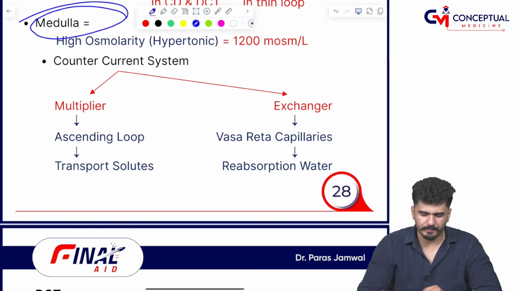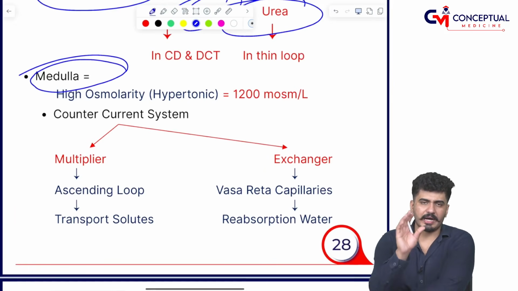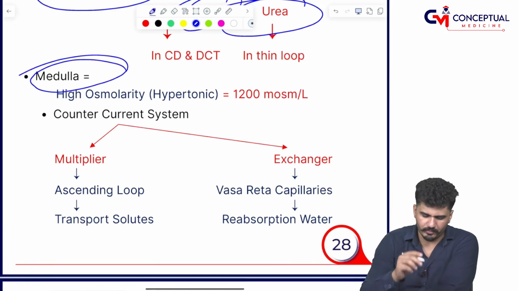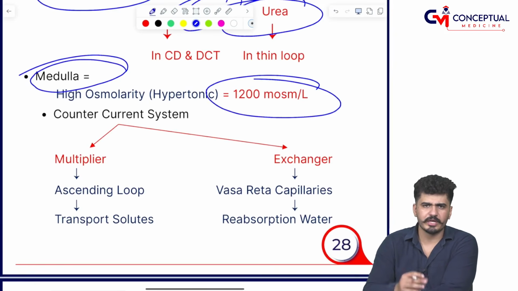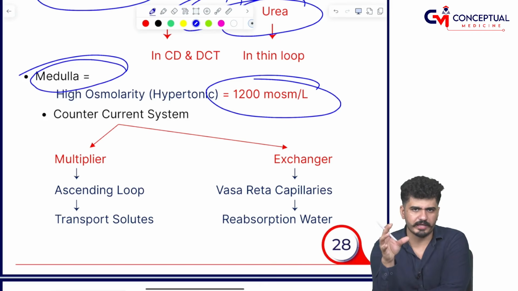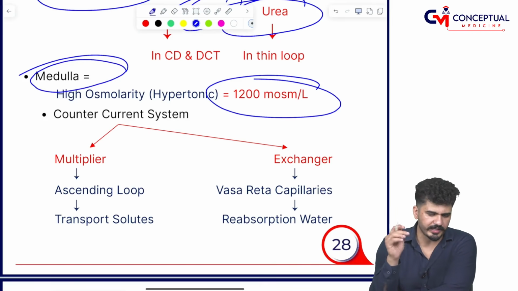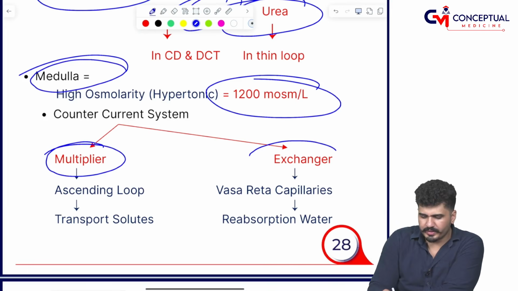Now coming to the medulla. Medulla has a counter current mechanism system. The medulla has high osmolality, 1200 osmoles, which decreases with the help of the counter current mechanism. What is this counter current mechanism? One is multiplier, one is exchanger.